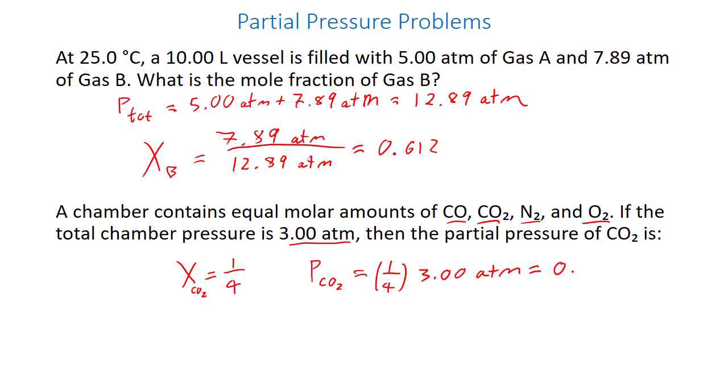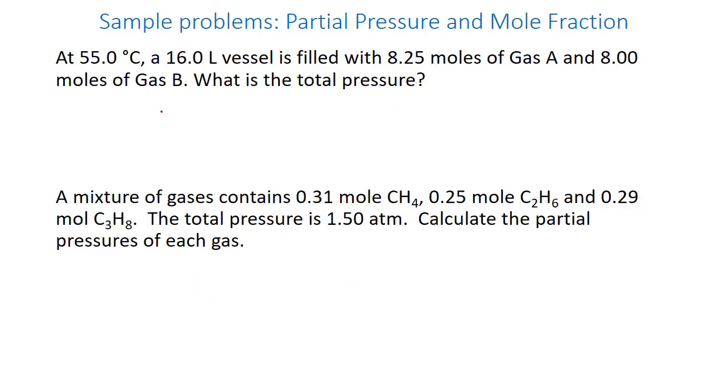or 0.750 atmospheres. Once again, we have 3 significant digits in the value that we are given, and therefore we have 3 significant digits in our answer, because we've carried out a multiplication operation. Let's look at 2 more. At 55 degrees Celsius, a 16-liter vessel is filled with 8.25 moles of gas A and 8 moles of gas B. What is the total pressure?